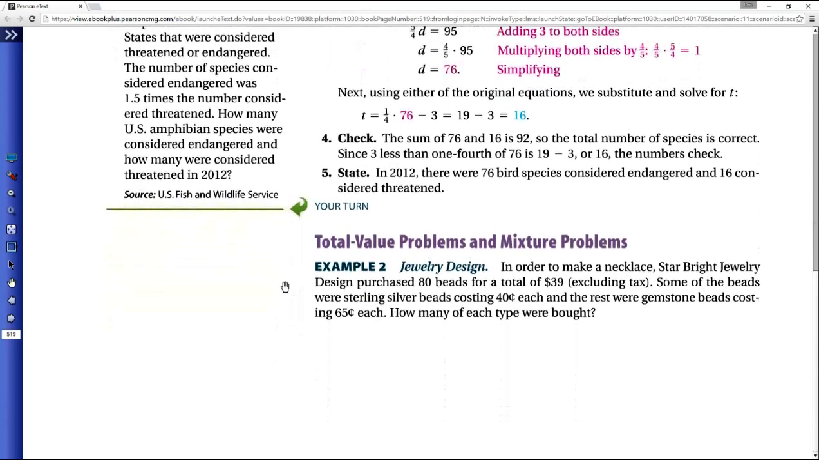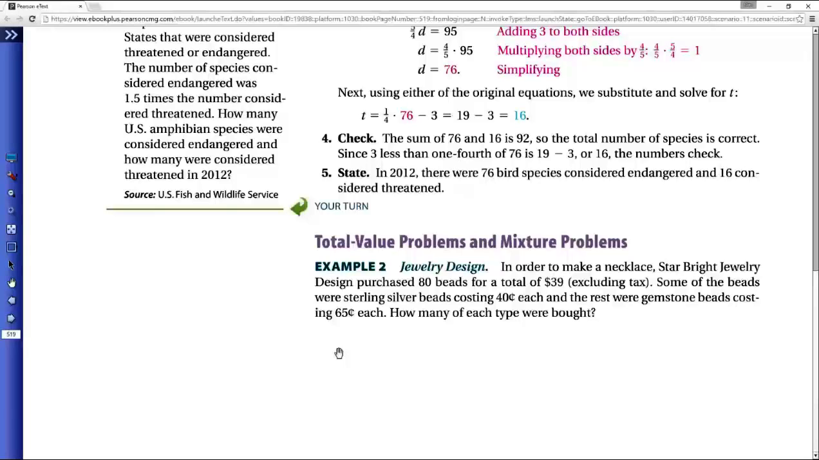Okay, the next example is mixture problems, or total value and mixture problems. So let's look at this one. Jewelry design: in order to make a necklace, Starbright Jewelry Design purchased 80 beads for a total of $39. Now if we stop there, can we do something algebraically with that? Well, if I have 80 beads, there's a cost per bead, and now they might break this down, but it's going to total up to $39.